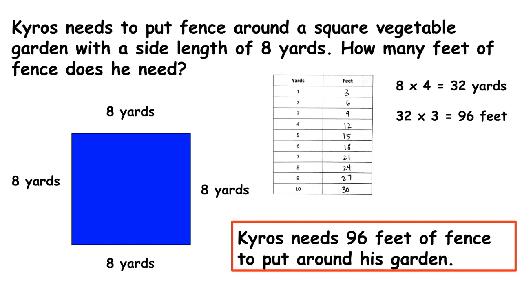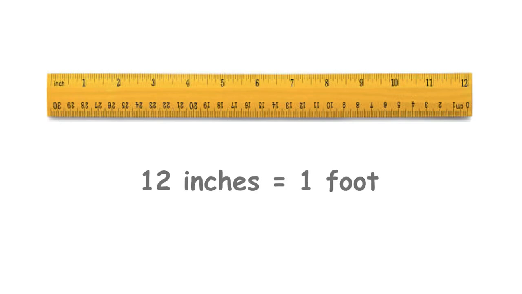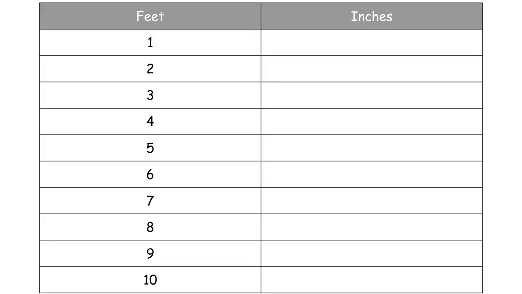Now, let's create a conversion table for feet and inches. Remember the ruler? This is a ruler. It's 12 inches long or 1 foot long. Inches are smaller units than feet, so we need more of them to cover the same length. We know a ruler is 1 foot and 12 inches equals 1 foot. So this time when you pause the video, I hope you know your 12 times tables because that's how we're going to fill out this conversion chart. So pause the video and try to fill it out on your own.